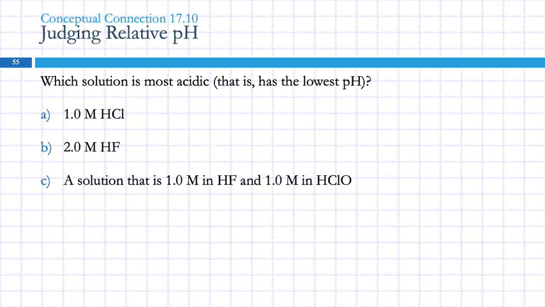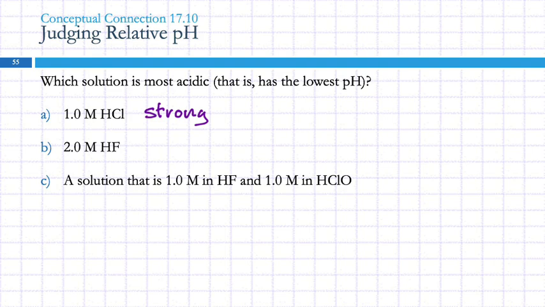Judging relative pH. Which solution is most acidic? One that's 1 molar HCl, 2 molar HF, or 1 molar HF and 1 molar HClO? First of all, which are strong acids, which are weak acids? This is a strong acid. Everybody else is a weak acid.